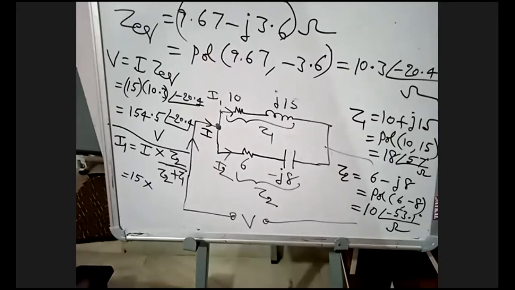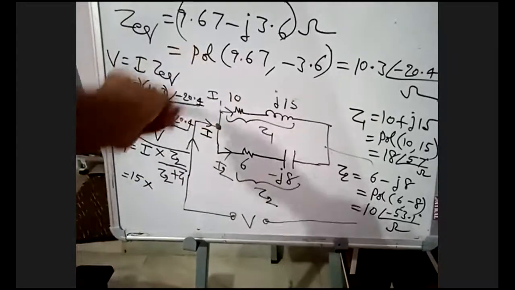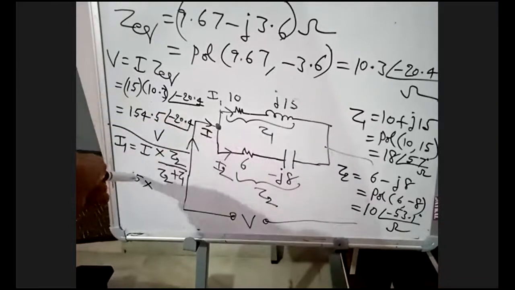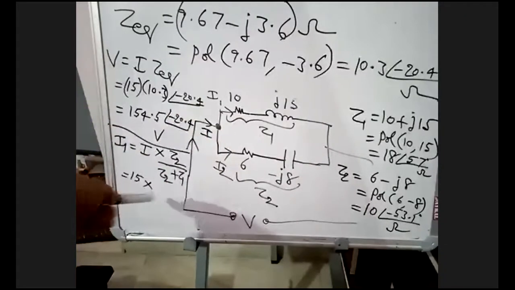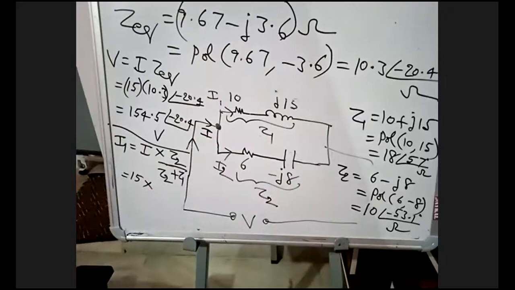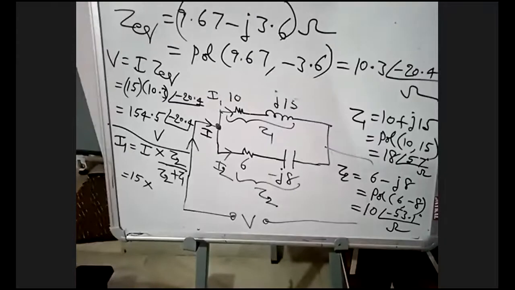Now see here, I want to determine I1, the current in Z1. Current I1 is equal to total current into the opposite branch, Z2 by Z1 plus Z2. Now there is division here. If division is there, which form is easy? Polar form or rectangular form? Polar form.